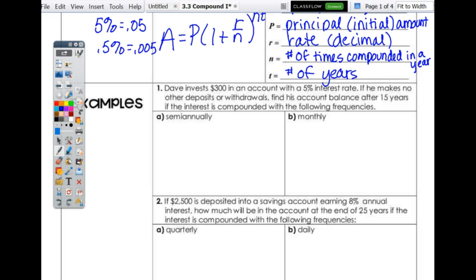So Dave invests $300 in an account. So the amount he invests is my P. With a 5% interest rate. So this is my R. But it's a percent, so we have to make it a decimal. If he makes no other deposits or withdrawals, find his account balance after 15 years. So the years is T. If the interest is compounded with the following frequencies. So semi-annually is how many times per year? Monthly.